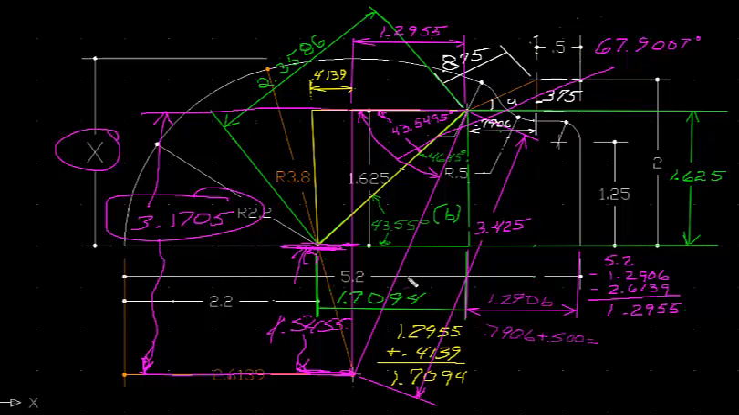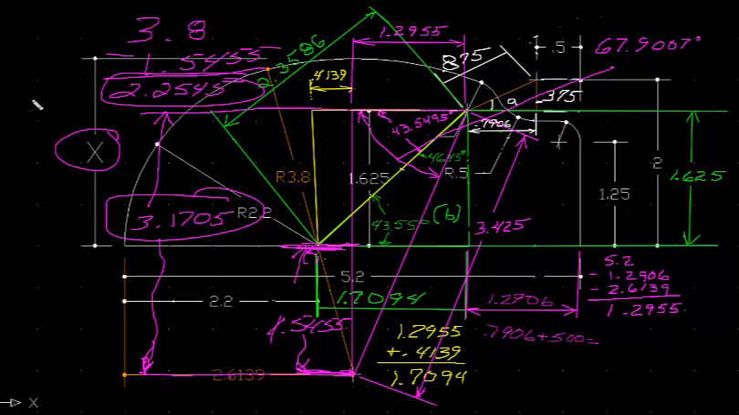So your answer x is 3.8 minus 1.5455, and your answer would be 2.2545. And that equals x.